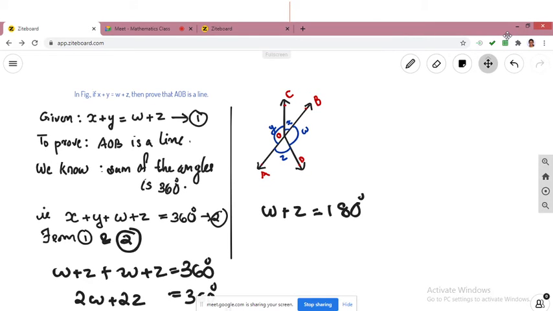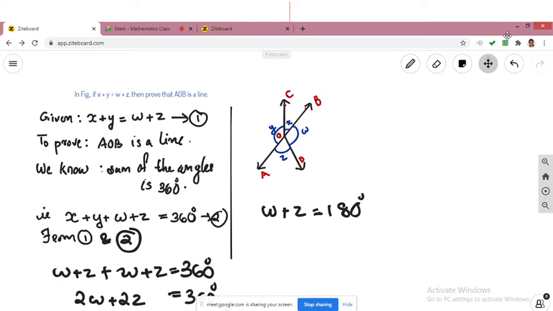So in the figure, can you identify what these angles w and z are? Ma'am, they are adjacent angles, as their sum is 180 degrees, that is a straight line. Yeah, they are making a straight line. Okay, so you identified that w and z are adjacent angles.